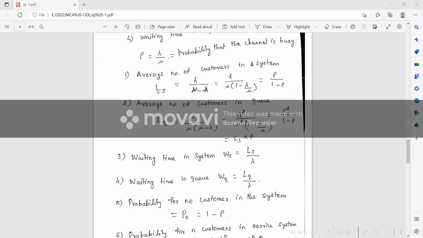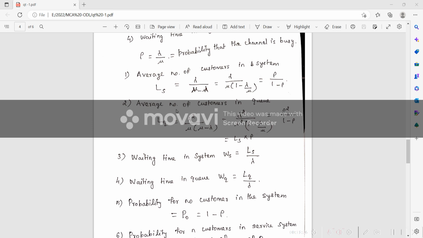That is, L denotes length, so length of the system. So we are going to find that one. The formula for that is lambda by mu minus lambda. That is the actual formula. If we take mu outside, then this term becomes 1 minus lambda by mu. So we know lambda by mu is rho, so this term becomes rho by 1 minus rho. So this is the formula to find the length of the system. Either we can use this one, otherwise we can use this term also.